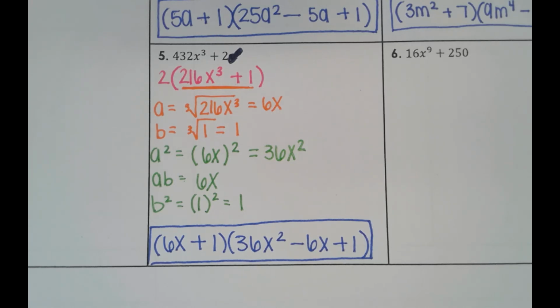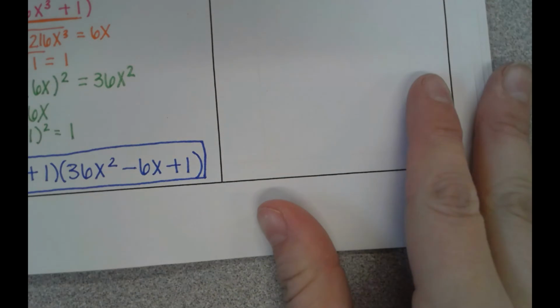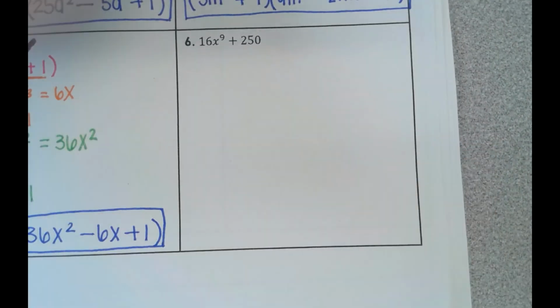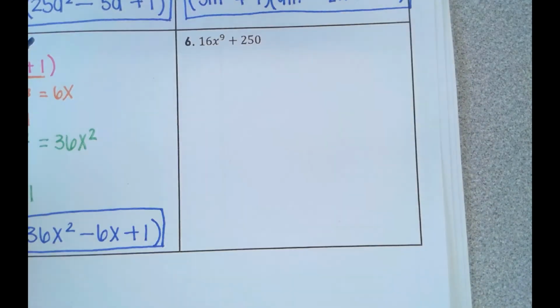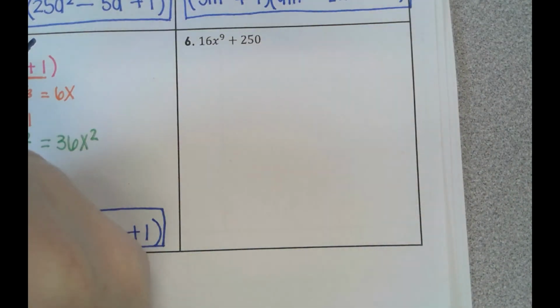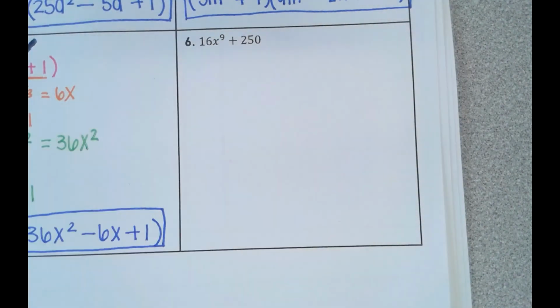All right, we got time for one more. We got plenty of time, but we're going to do one more. So number 6, see if you can try this one from start to finish. I will tell you that it does have a GCF. Oh. I forgot to put my GCF. That's big and important. That GCF, gotta write it.